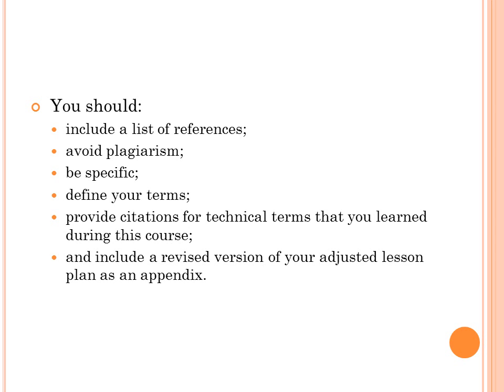You should, as part of this assignment, include a list of references, avoid plagiarism, be specific, define your terms, and provide citations for technical terms that you learned during this course. If you're using a term that you didn't come up with on your own, that you didn't know before this course began, and that you learned from a reading, you should probably cite that reading. And include a revised version of your adjusted lesson plan as an appendix. If you haven't made any revisions, include the unrevised version.